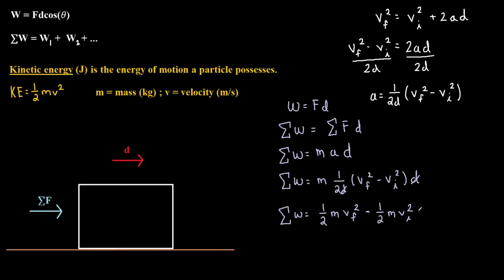And if you haven't noticed, these two terms look a lot similar to our kinetic energy we defined earlier. And actually, we can rewrite this whole equation as the net work equals the final kinetic energy minus the initial kinetic energy. And this equation is the work-energy theorem.